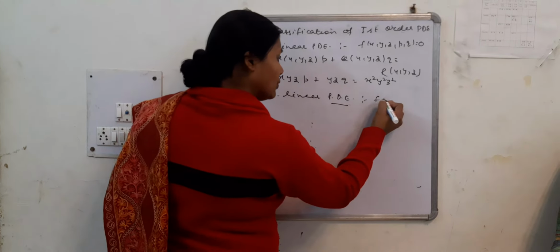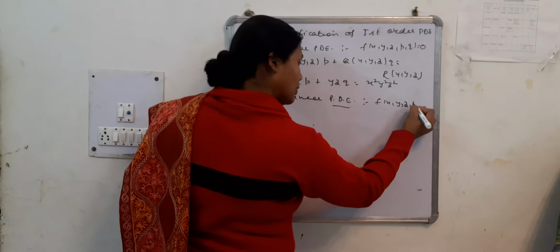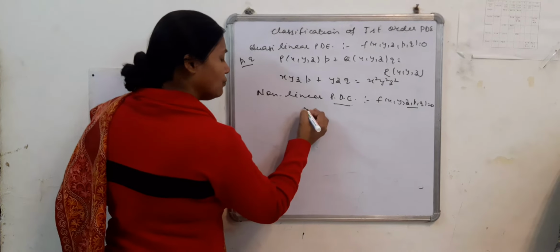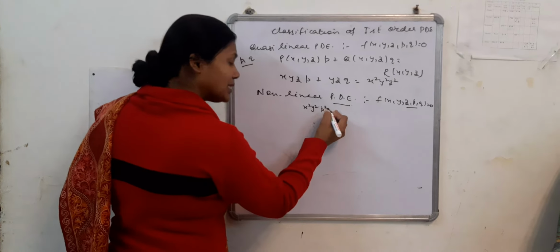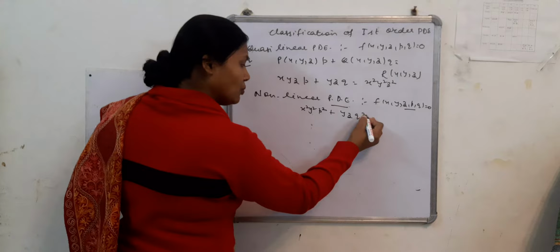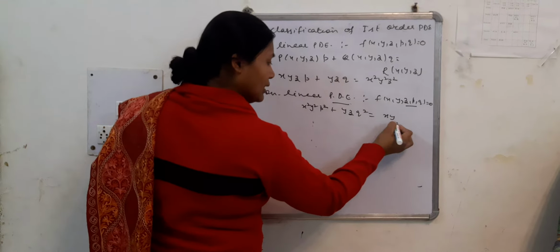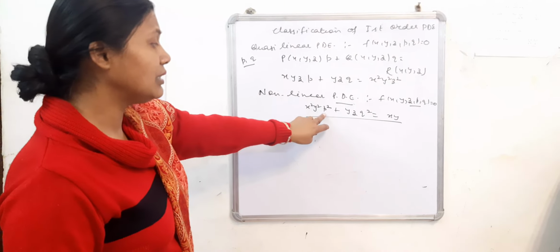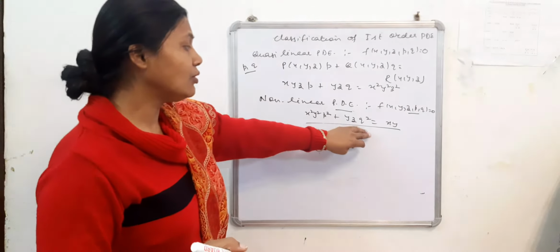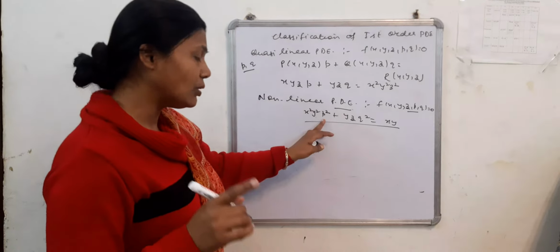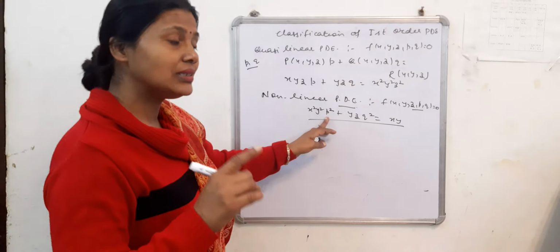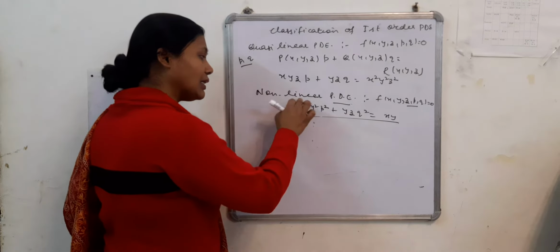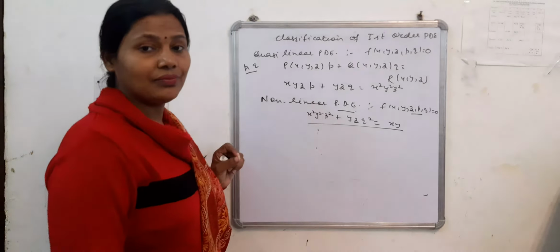Like if we have an equation of the form x, y, z, p, q equals 0, or an equation of the form x square, y square, p square plus y z q square equals xy, this lies under the category of the non-linear equation. Here you can see that the power of p is 2, power of q is 2, means this is not first order first degree. It has a degree more than 1. If it has a degree more than 1, it comes under the category of the non-linear partial differential equation.